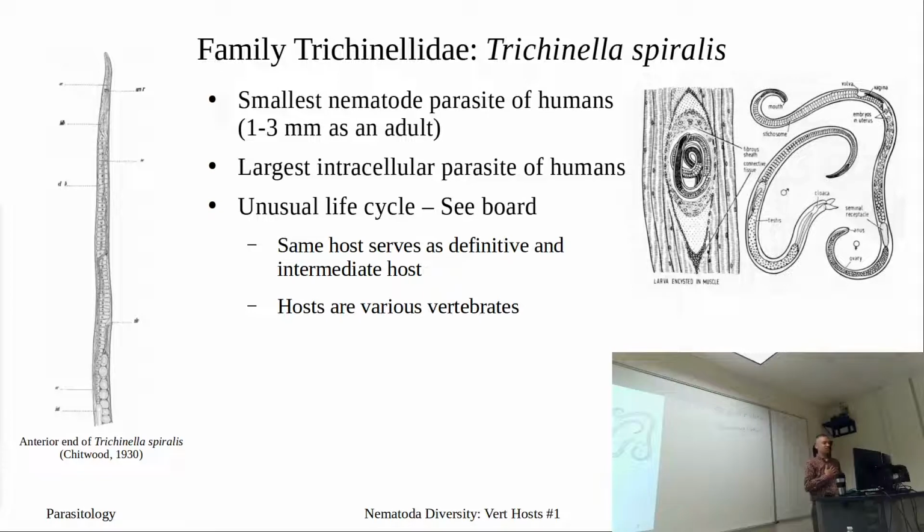All right, this is the smallest nematode parasite of humans. Only 1 to 3 millimeters in length, and that is the adult worm. So it's the smallest nematode parasite of humans, but it's also the largest intracellular parasite of humans. Now, think about that. You can say that whipworm is intracellular, burrowing through multiple cells and forming a syncytium. This worm actually infects a single cell and remains inside that single cell. So at least during part of its life cycle, it is an intracellular parasite.